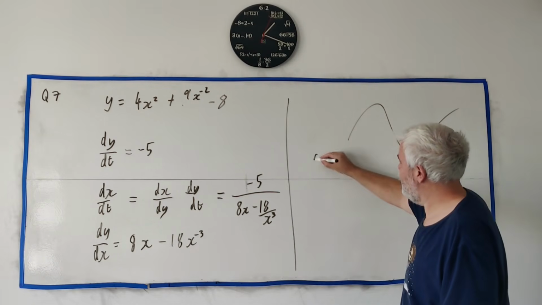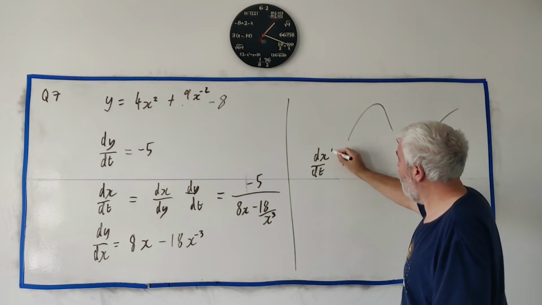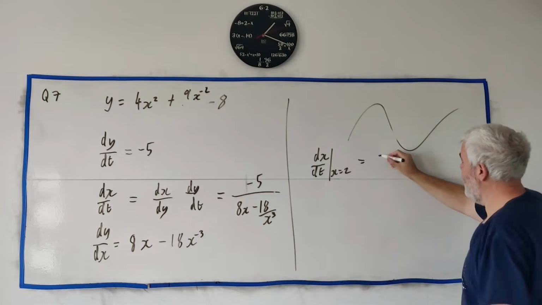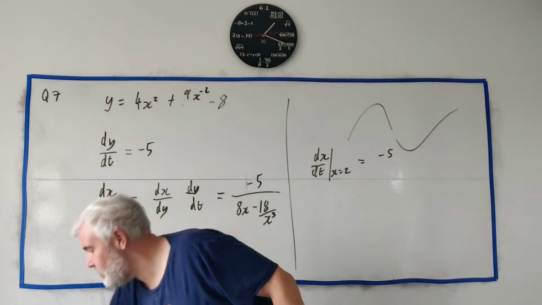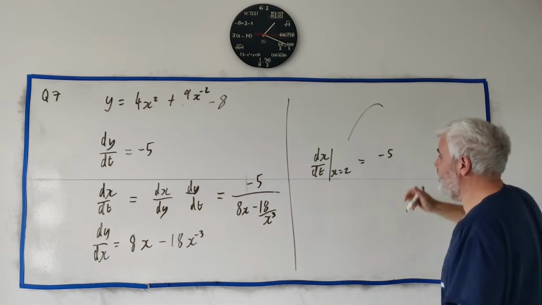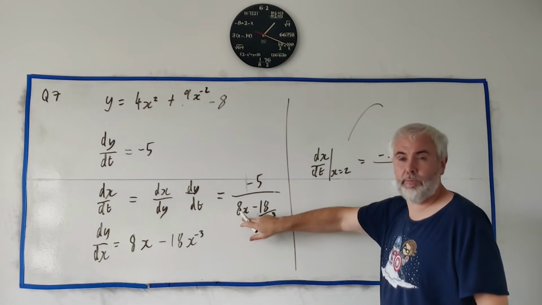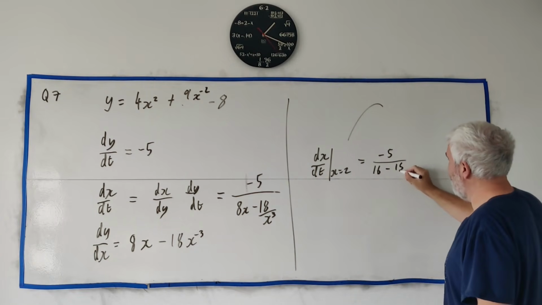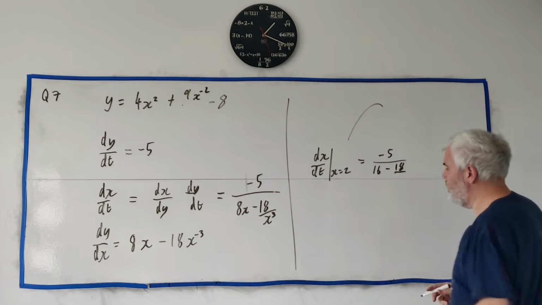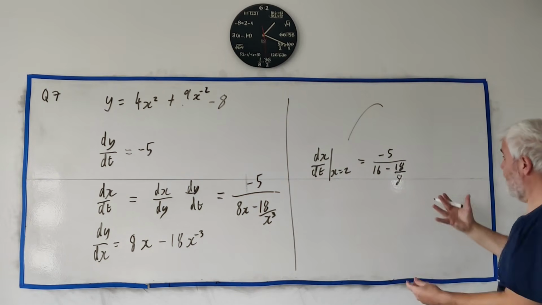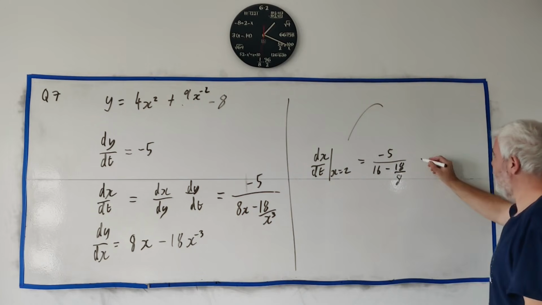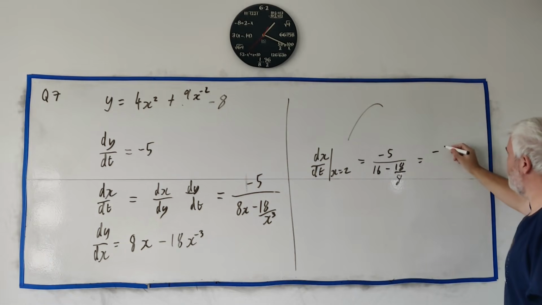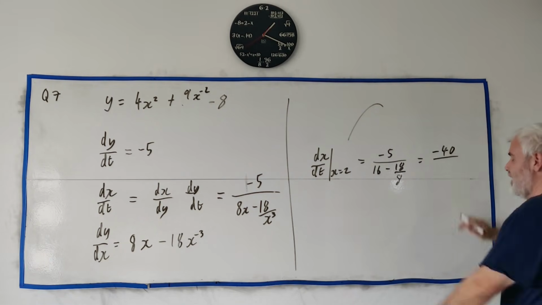So let's do it over here. dx/dt when x is equal to 2 is just all of this here. It's minus 5 divided by 8 multiplied by 2, which is 16, minus 18 divided by 2 cubed, that's 8. Use a calculator, we'll solve that for you quickly, or do it yourself by multiplying everyone by 8. Top row becomes minus 40.